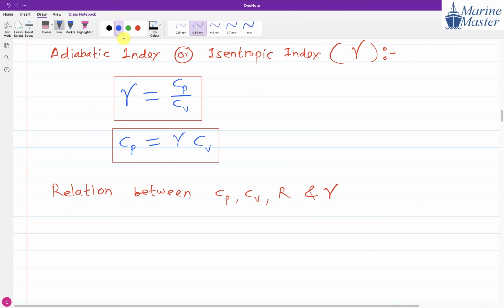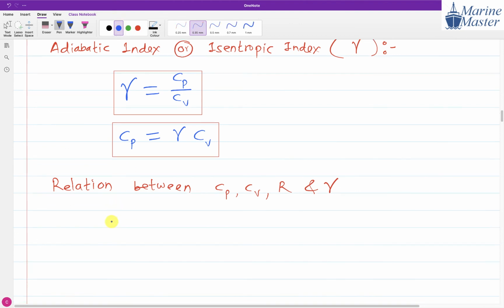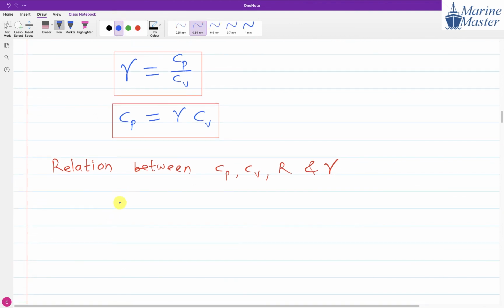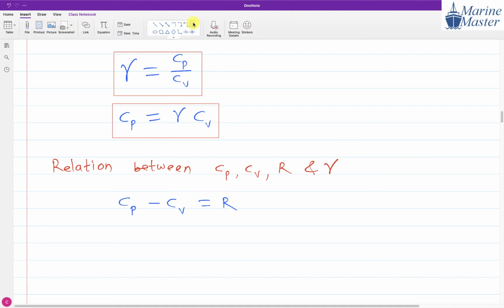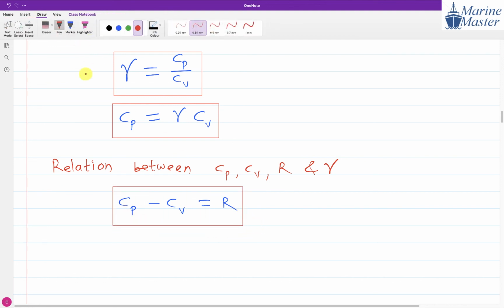Now what we have to understand here is that we have to memorize this relation. We will not go into the derivation. Cp minus Cv is equal to what? R. So we will say Cp minus Cv is equal to R.